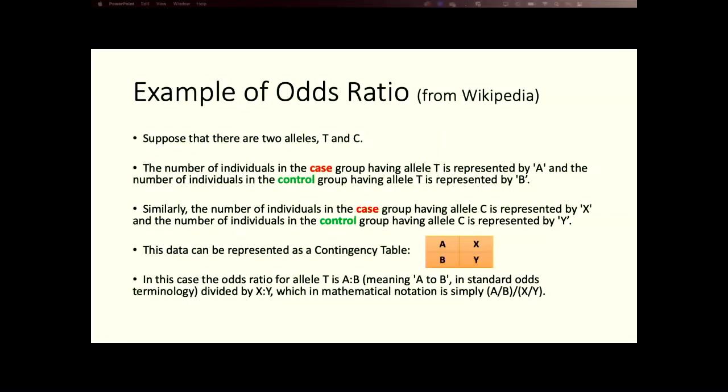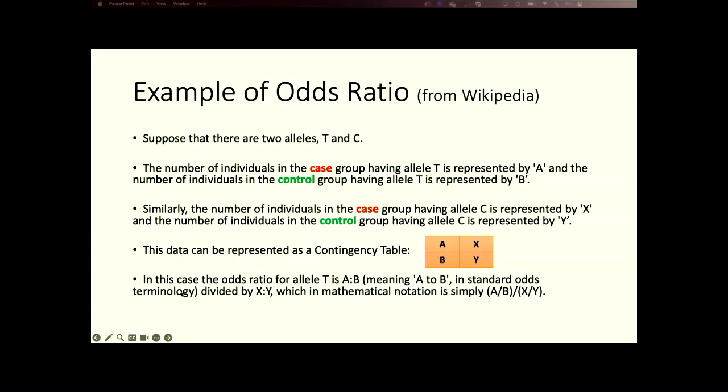So let's give an example here. Suppose there are two alleles, T and C, just like in this supplementary exercise. The number of individuals in the case group having allele T is represented by A, and the number of individuals in the control group having allele T is represented by B. Similarly, the number of individuals in the case group having allele C is represented by X, and the number of individuals in the control group having allele C is represented by Y. So we've just told you where all of those values are, and then we make a contingency table.